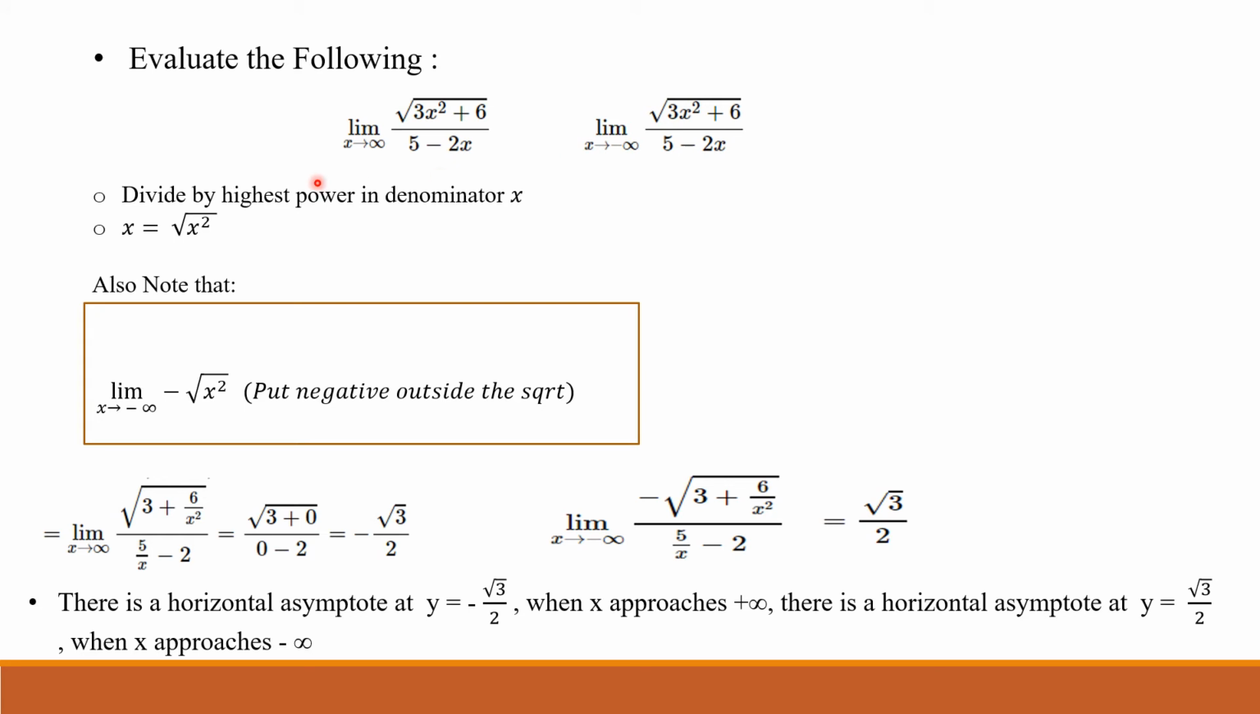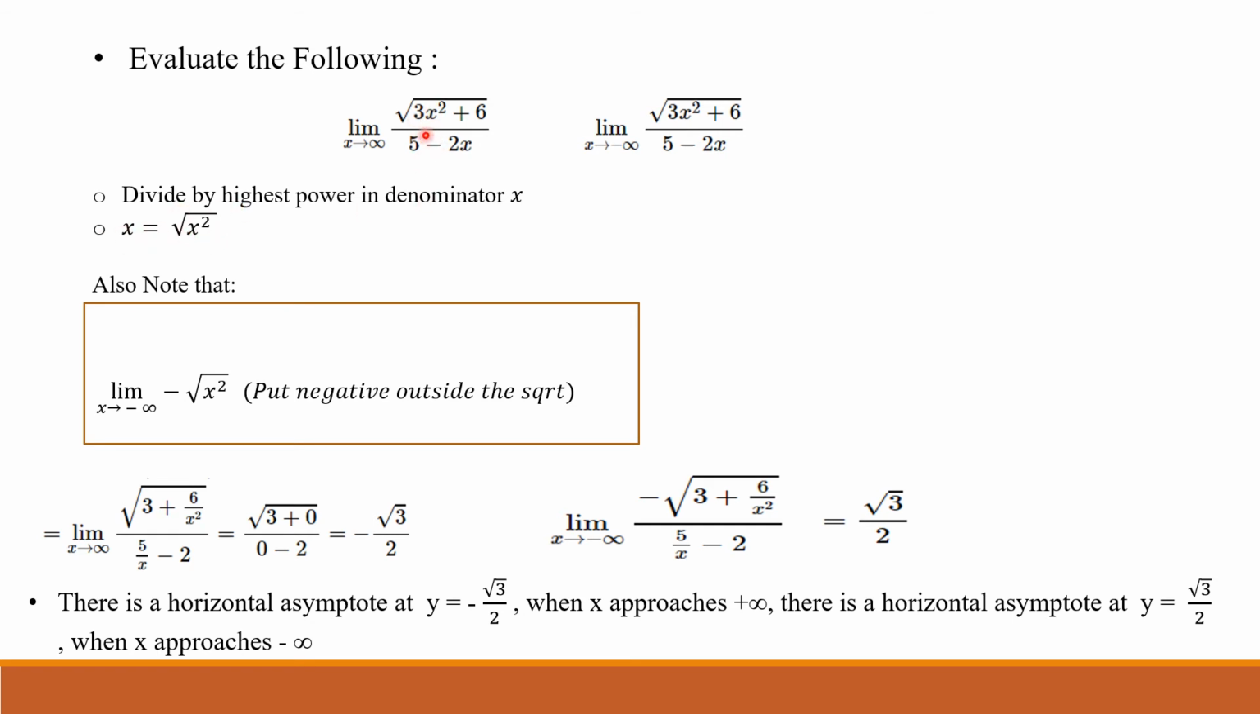Right here is another example. I'm having the same equation, but one time I will evaluate as x approaches positive infinity, and the other I will evaluate as x approaches negative infinity. So as this is a rational function, I will divide by the highest power in the denominator. Highest power in the denominator is x. But also make sure that x is the same as square root of x squared.